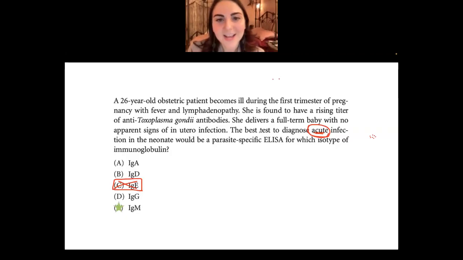Yes, good. So yes, I know it's a parasite. It doesn't matter. If you have IgE, it doesn't matter. Acute infection, IgM. This was another tricky one, of how they can try to make you think, oh well, maybe it's IgE because it's a parasite. Doesn't matter. Acute infection, IgM.